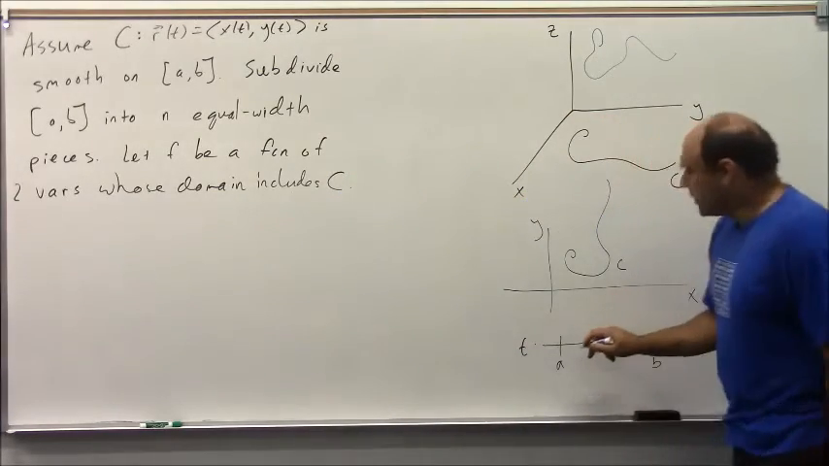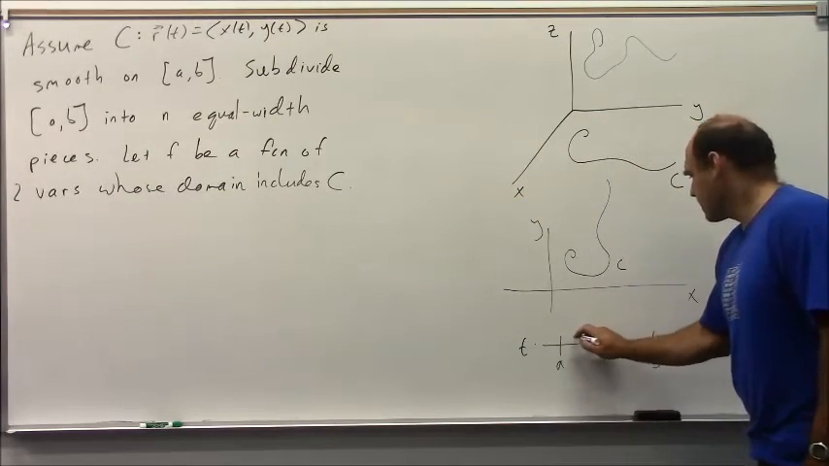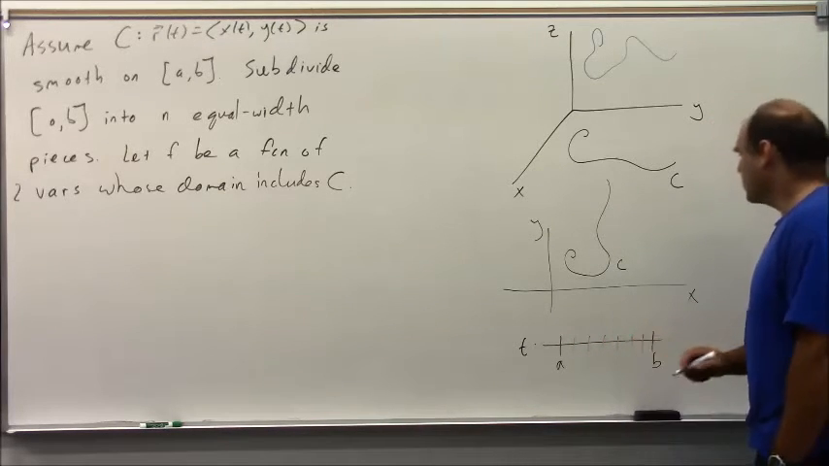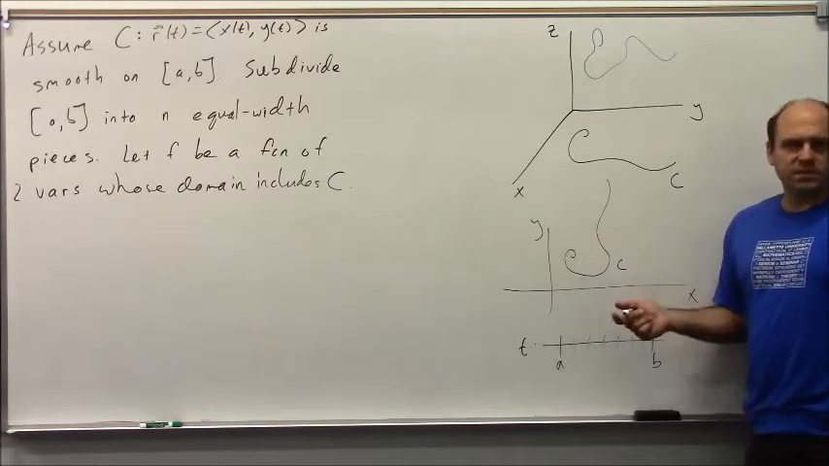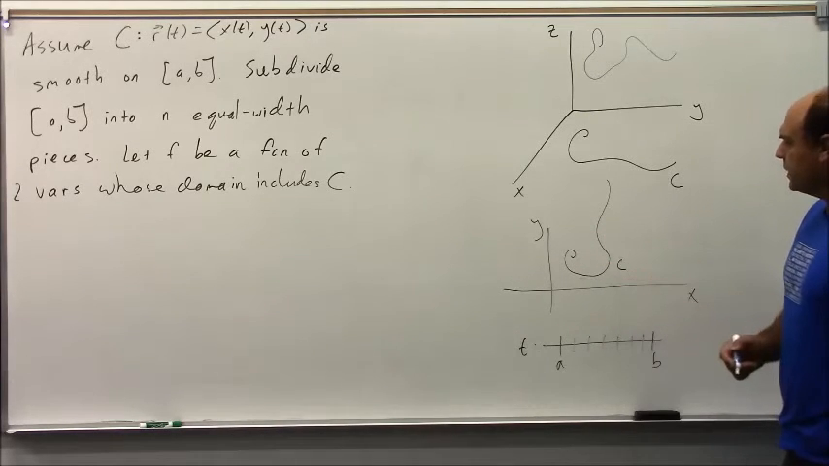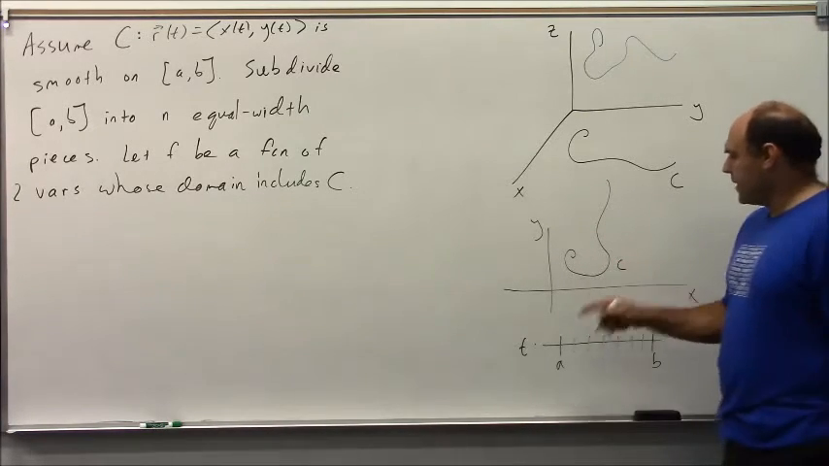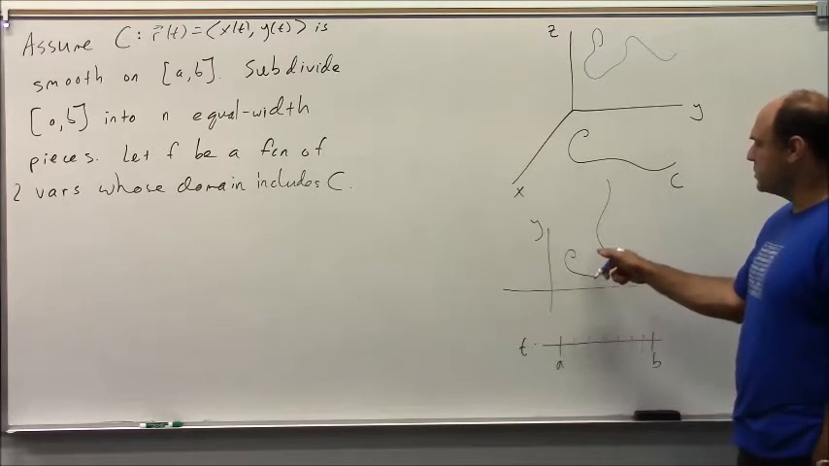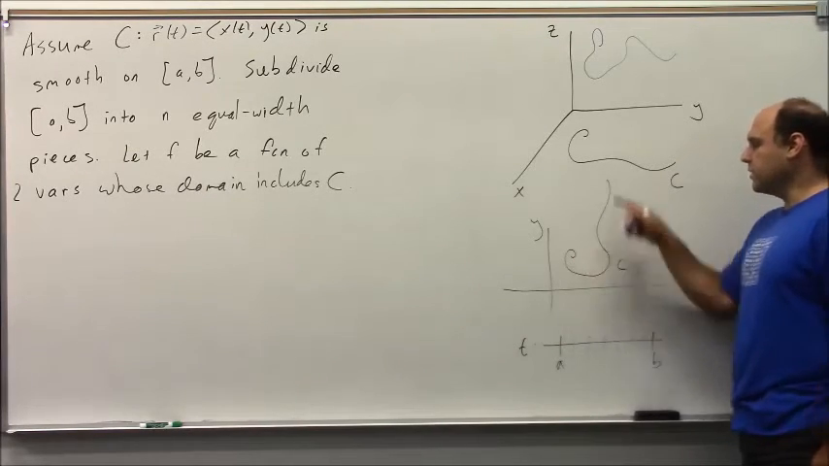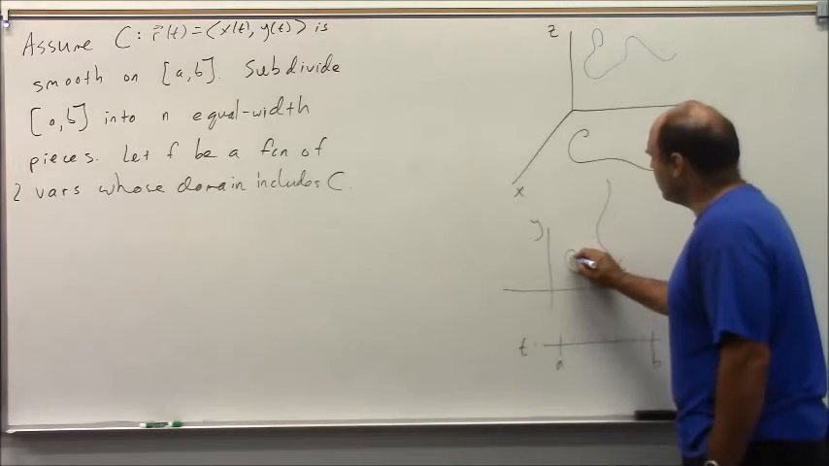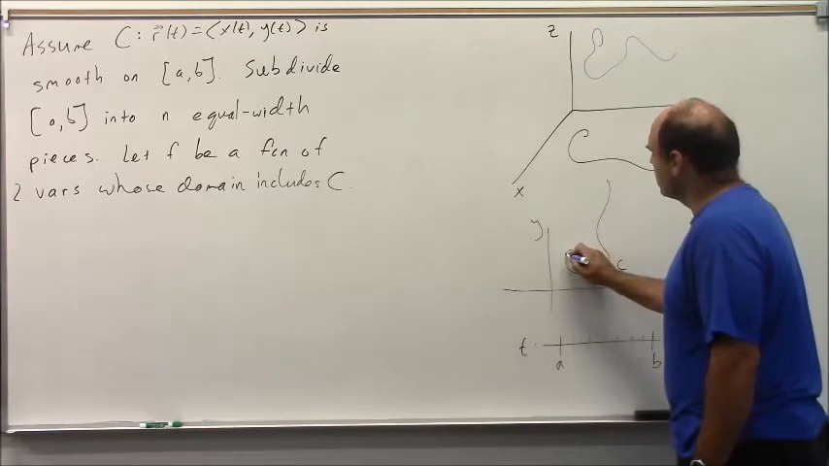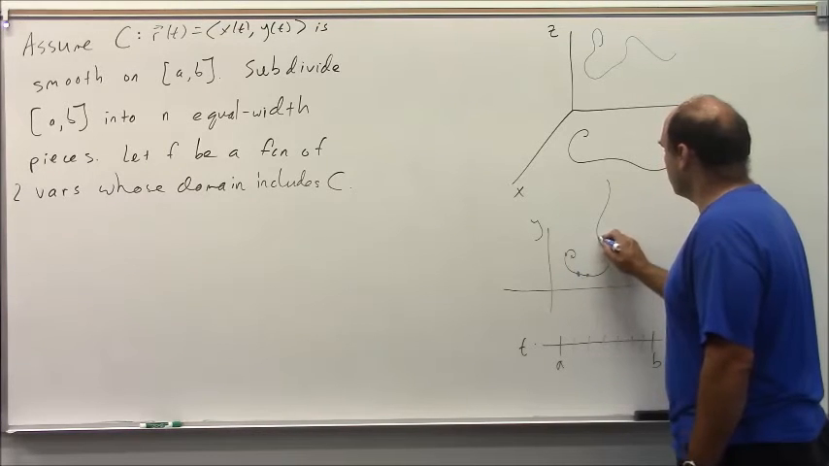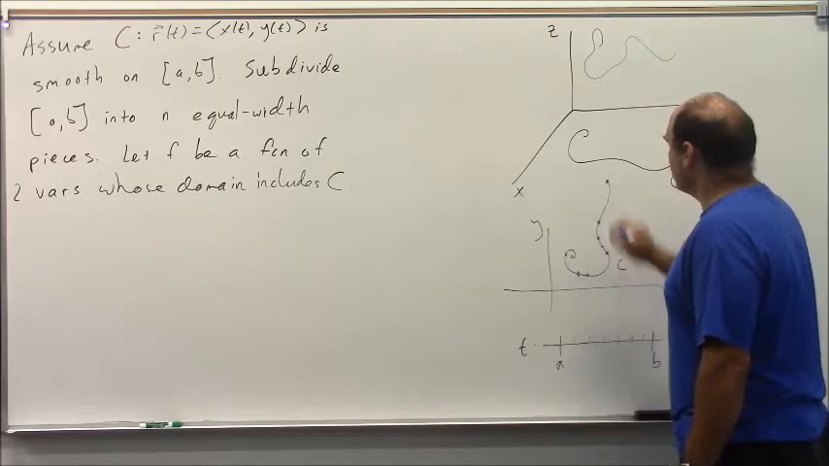Now I'm going to subdivide a, b into equal width pieces. But since I might be speeding up and slowing down as I move around the curve C, that subdivision does not necessarily result in an equal width subdivision or equal length subdivision of C itself. So I have maybe subdivisions like this, right? Speeding up and slowing down. Some parts I'm going faster, some parts I'm going slower.